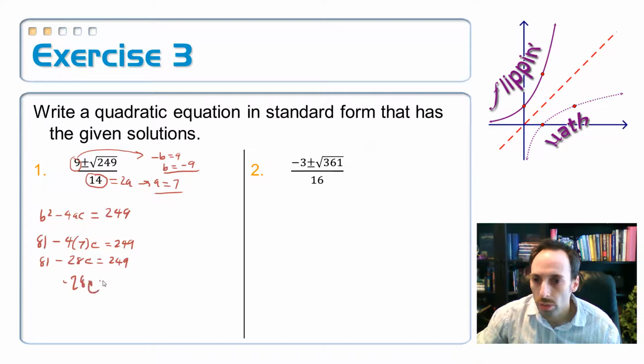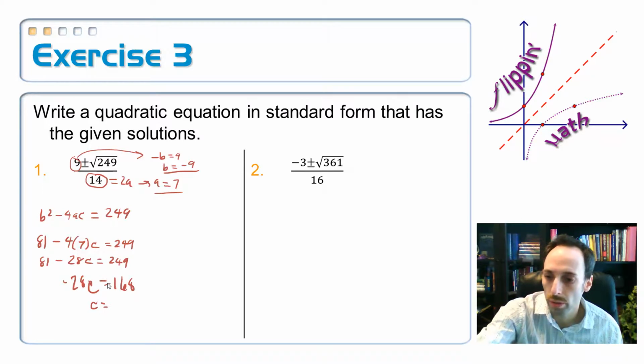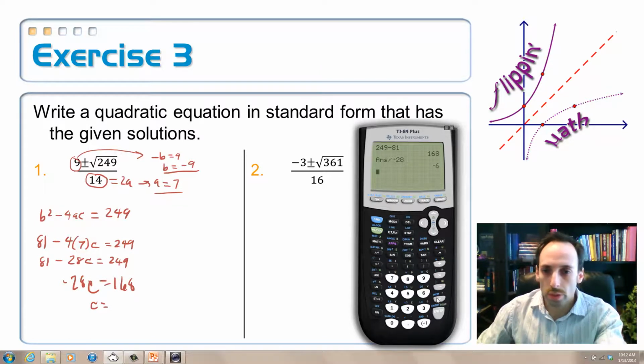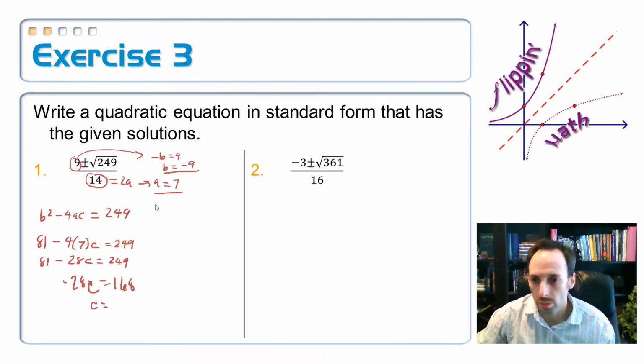Negative 28c equals 168. Now I'm going to have to divide that by negative 28. That's pretty easy to do. Divide by negative 28. We get negative 6. Okay. Negative 6. There's my c. So my final answer here is, my a value was 7, so 7x squared. My b value is negative 9, so minus 9x, minus 6 for my c, equals 0.